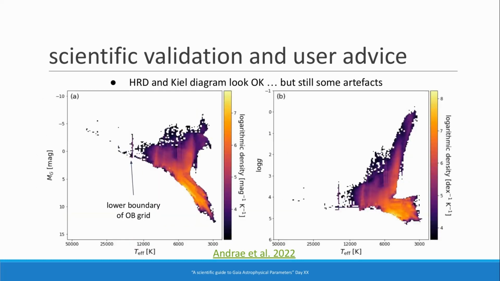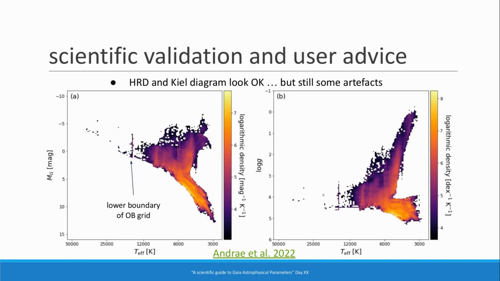Okay. Another thing that you can use GSPPhot for is to plot typical diagrams of stars, like the Hertzsprung-Russell diagram on the left-hand side and the Kiel diagram on the right-hand side. And in general, they look pretty okay. They will look better in the future, as I will show you later. But you can see certain artifacts here. And one of these artifacts is, for instance, this vertical stripe at 15,000 Kelvin. And you can also see it in the Kiel diagram on the right-hand side.